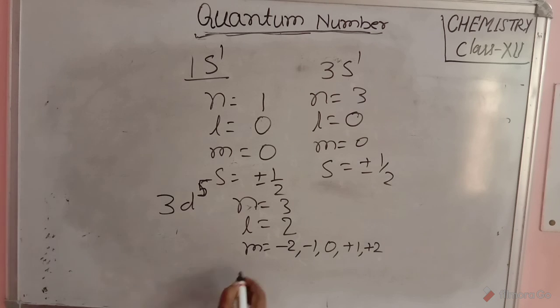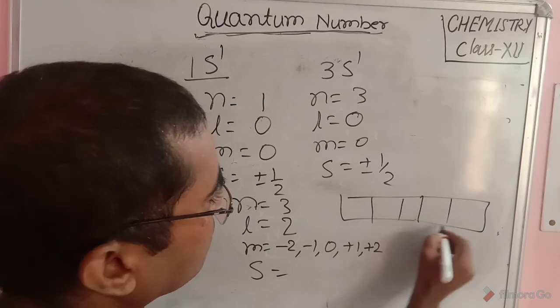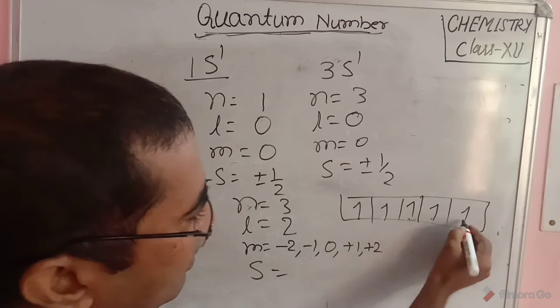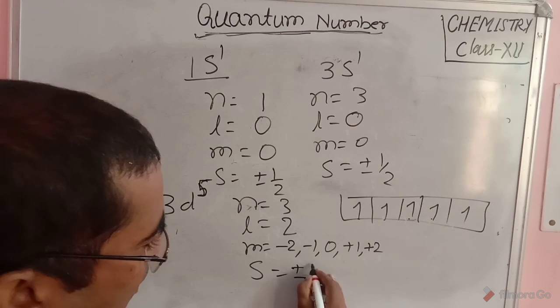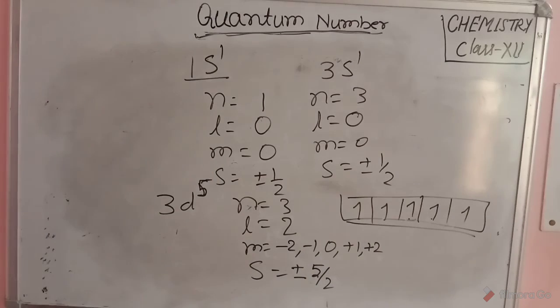And what will be the S value for d5? It's d, 1, 2, 3, 4, 5 electrons. Each is either plus half or minus half. It means 5/2. So there are many examples in your book. Now you are able to write all possible values of quantum numbers, that is n, l, m and s. I think the topic is clear.